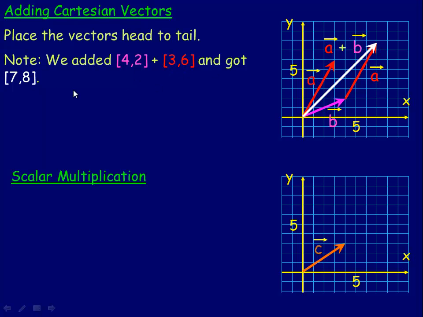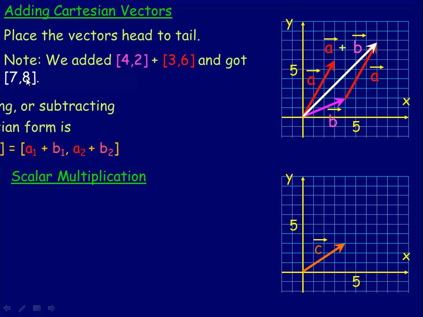Notice that we add those two. The vector sum, the white vector, the a plus b vector, if we go from the tail to the head of the vector, you're going horizontally 7 and vertically 8. So it would have components [7, 8]. Notice we added the [4, 2] vector and the [3, 6] vector and got the [7, 8] vector. You can actually add the components: 4 and 3 add to 7, the x components add to the x component, and the y components of 2 and 6 add to the y component of 8. So that's how you add Cartesian vectors. You just add the like components.